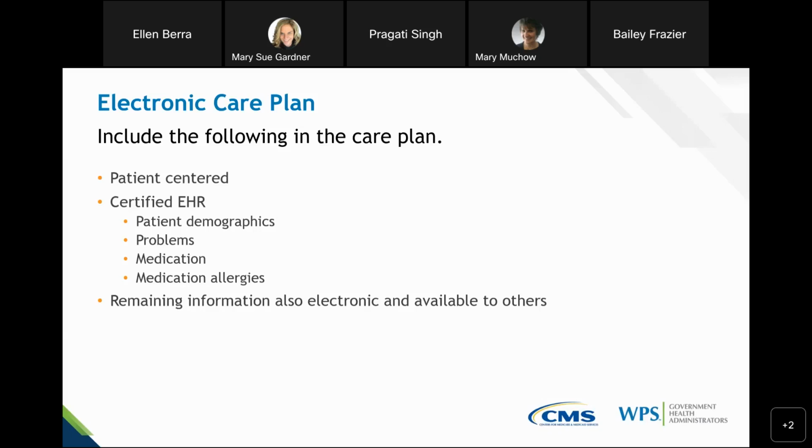Here's a list of the things that have to be gathered through that certified EHR. This is patient demographics, the problems. For chronic care management, it's all problems. For principal care management, it is that principal chronic condition and any additional problems that directly feed into that. You need to record the medications in that certified EHR and then medication allergies. Other information should be electronic so that it is available to your clinical staff either during or after office hours.